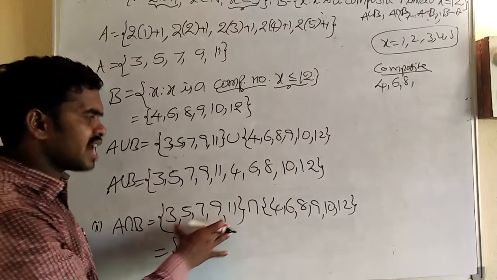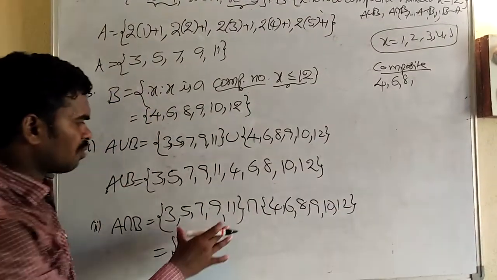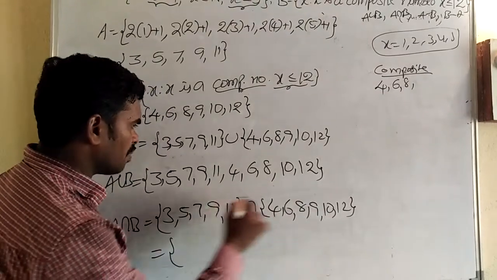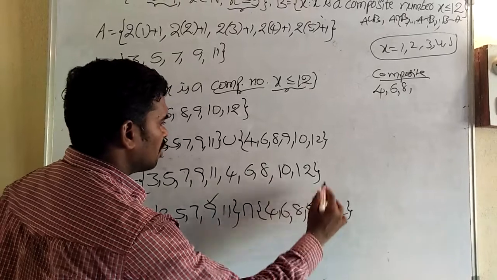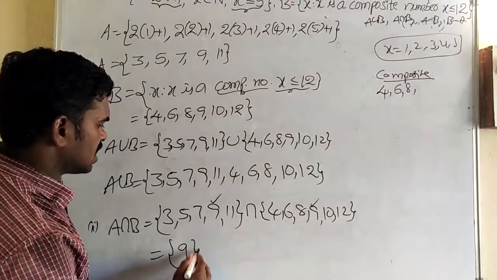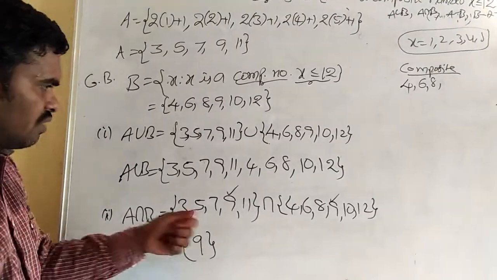Common elements of A and the common elements of B. What are common elements in both? Is 3 common? No. 5 common? No. 7 common? No. Yes, 9 is common in both. Okay, 9 is the common element.